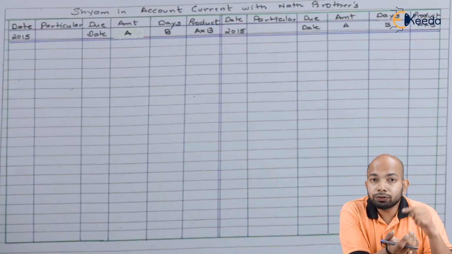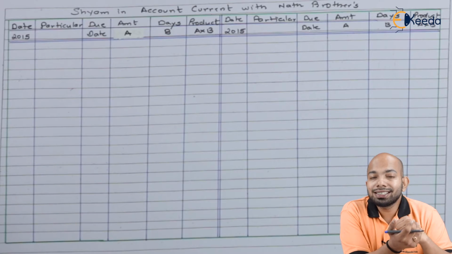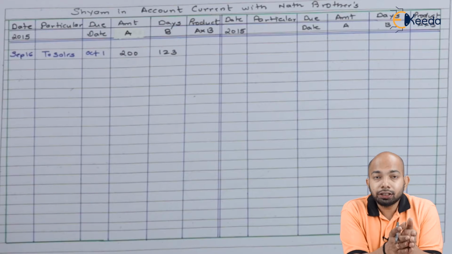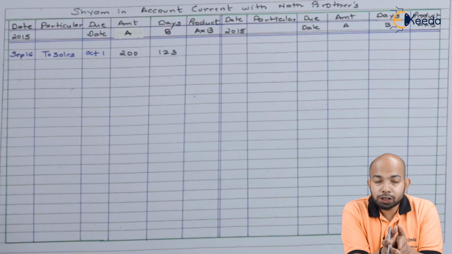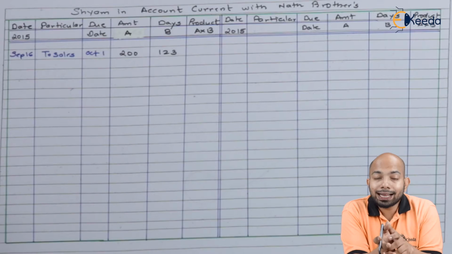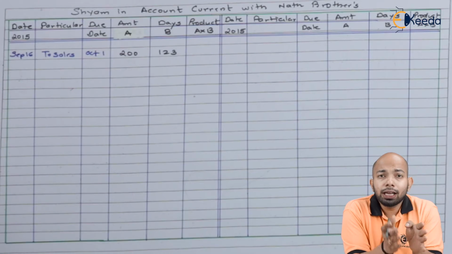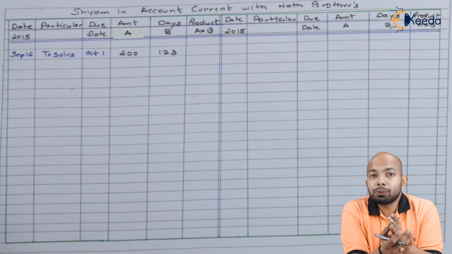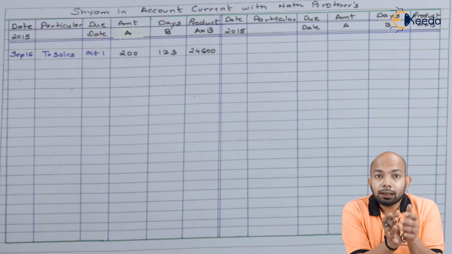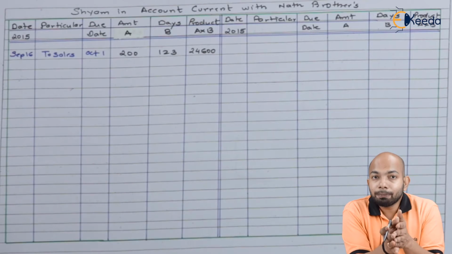On the debit side of this account current, we'll mention sales. So let's mention that part. We've mentioned the date of the transaction, to sales account has also been mentioned, the due date has been mentioned, and the amount and the total number of days have also been mentioned, that is 200 and 123. Now the product refers to 200 multiplied by 123, that will be your product answer. So this is how you figure out the product, that is A multiplied by B here.